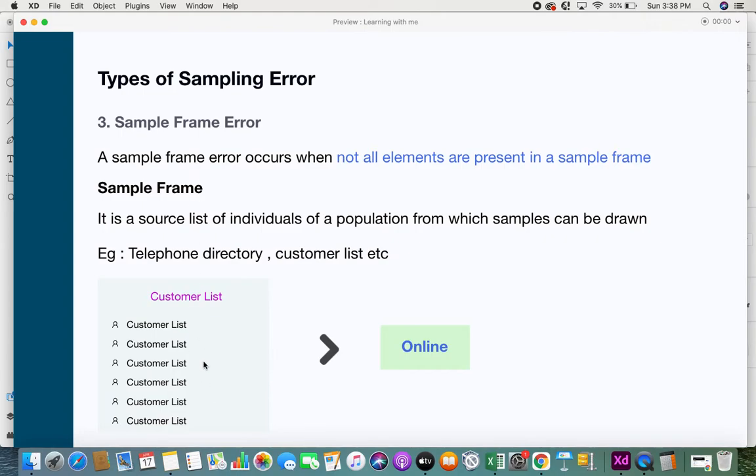How? Because after going through the list, I understand that this is the list of all the customers who only do online shopping. The people who come to the physical store, their information is not over here. So that means not all my customers are in my sample frame. So because the sample frame does not have all elements, this is called a sample frame error.